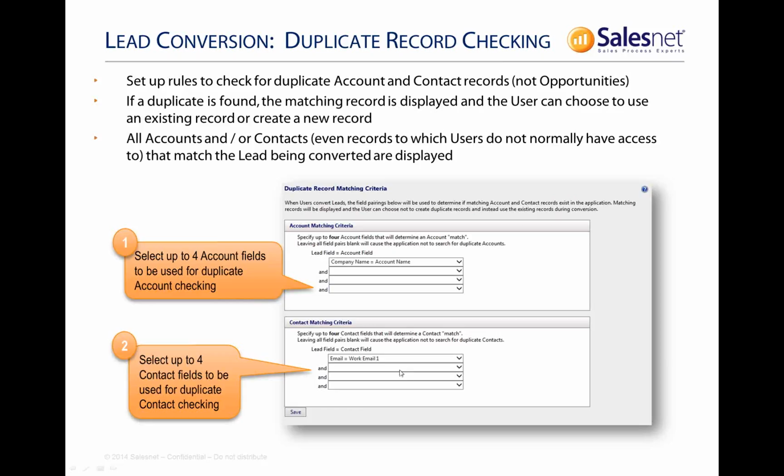If a duplicate is found, you get a little picker that pops up and says, do you want to use this account? Do you want to use this contact? Or just create a brand new one? So the user always has the option to create brand new records. They can look at the data and decide, no, I don't want to leverage the account that's already there, I actually do want to create a second one.